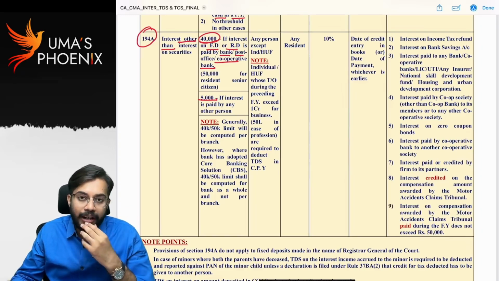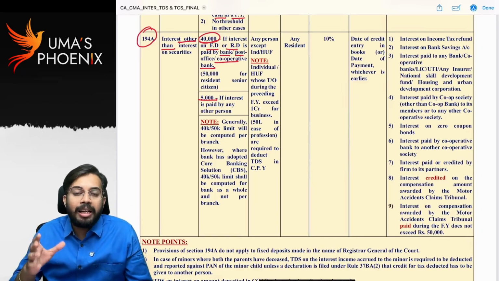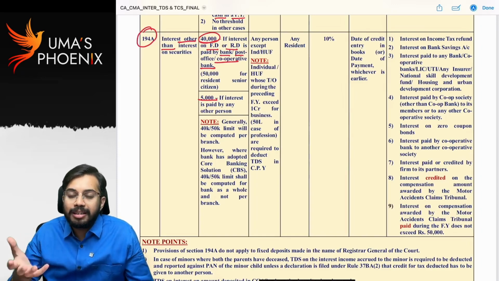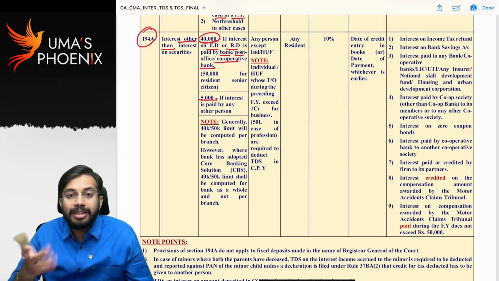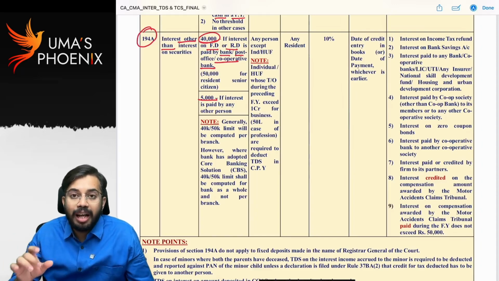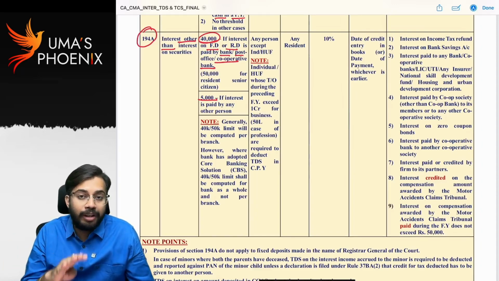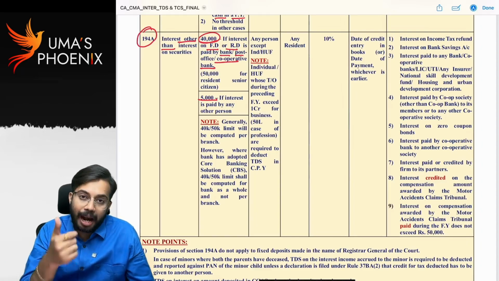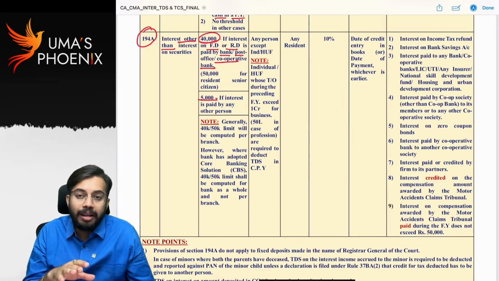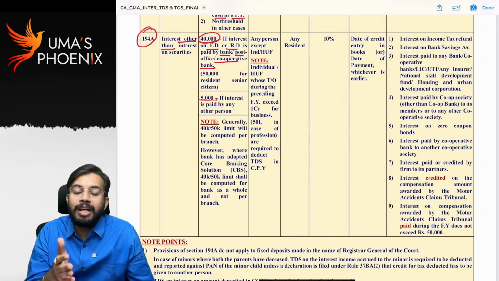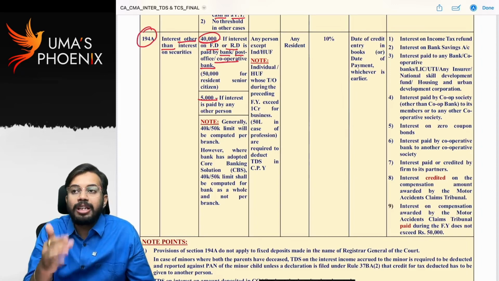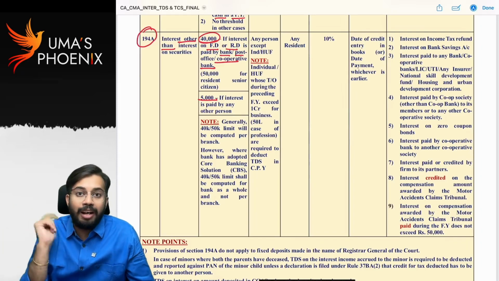Here, a small clarification. If a bank does not have core banking solution software, CBS software, let's say Tamil Nadu Cooperative Bank, for example, that bank does not have CBS software, then the threshold limit of 40,000 or 50,000 is calculated per branch. Let's say in Tamil Nadu Cooperative Bank, I have two accounts, one in Madurai, another in Chennai. It does not have CBS software, right? So I will get a 40,000 limit for the Madurai FD and a separate 40,000 limit for the Chennai FD. Are you able to understand?